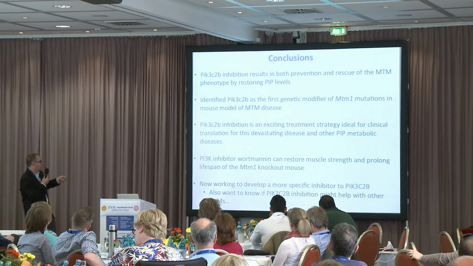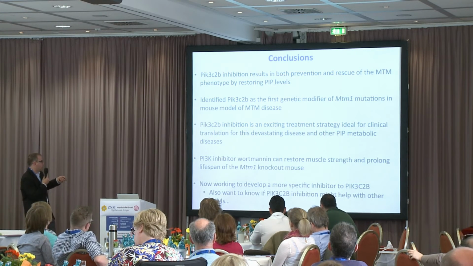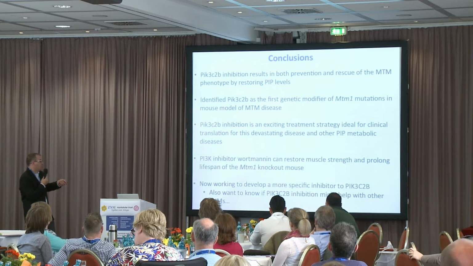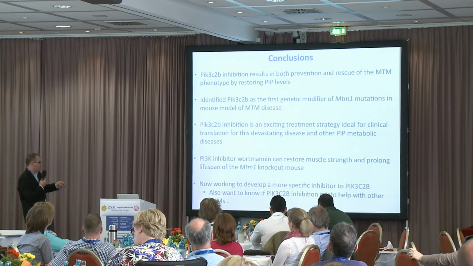And furthermore, when we use a drug, wortmannin, which can act against not only this PI3K2B, but also some other enzymes, that can restore muscle strength and prolong lifespan. So what we're doing now is two things. One is we're looking to see if we can develop a specific inhibitor just to PI3K2B. And we're also trying to see if this strategy could help potentially with other centronuclear myopathies.